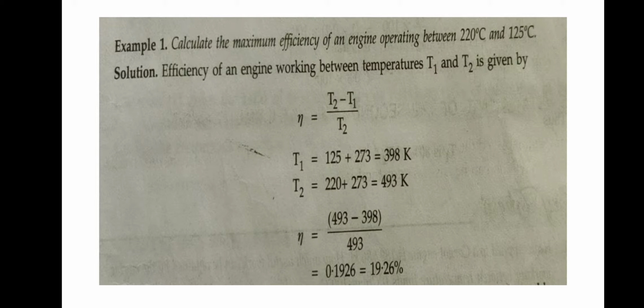Similarly, 220 plus 273, that is 493 Kelvin. So eta will be T2 minus T1 divided by T2, which on calculating is equals to 19.26%. Correct? Let us see the next numerical.